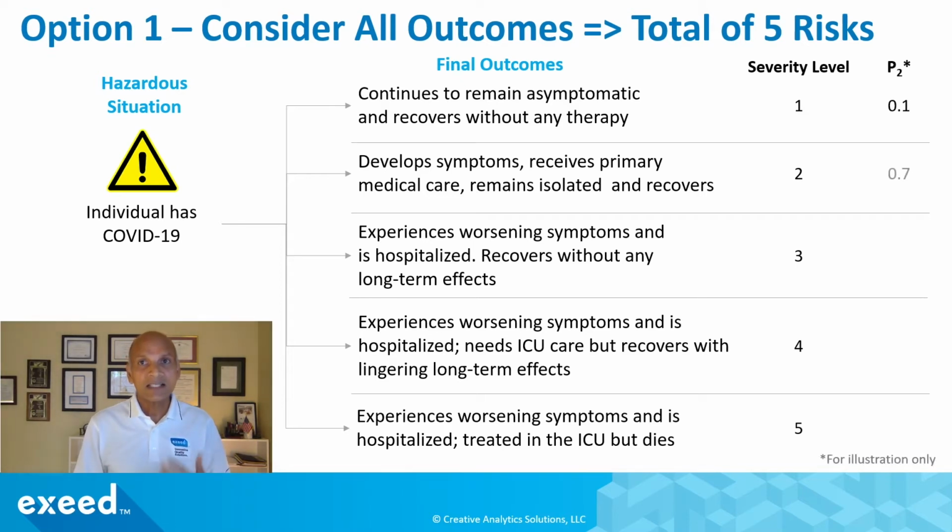And then you could estimate a P2 based on some literature or some expert opinion. Based on what is going on and what we know so far, this could be an illustrative distribution of P2s. Maybe 10% on level 1, about 70% on level 2. Most people may receive some primary care and they recover, but about 10% of them are hospitalized, and 90% of those who are hospitalized recover. They might need some intensive care, they recover, and they might have some effects. But about 10% of those who are hospitalized may die.